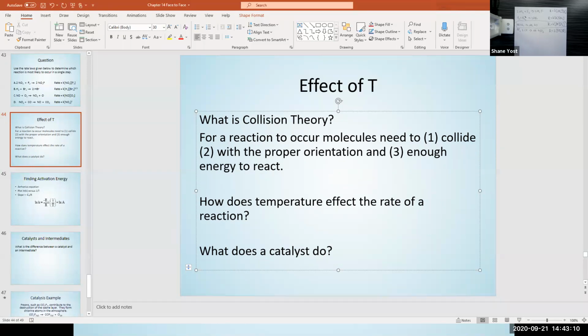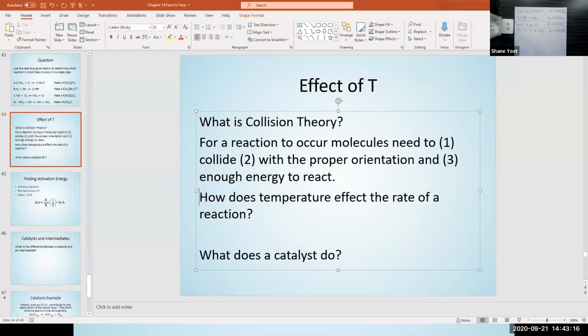And so, given this idea of collision theory, how does increasing the temperature then affect the rate of a reaction?